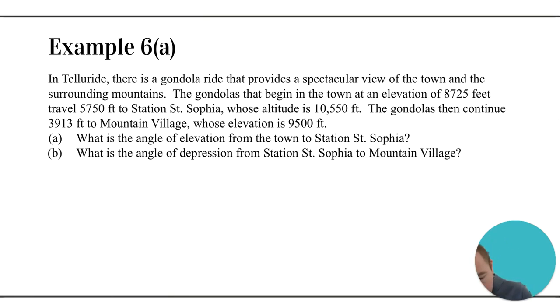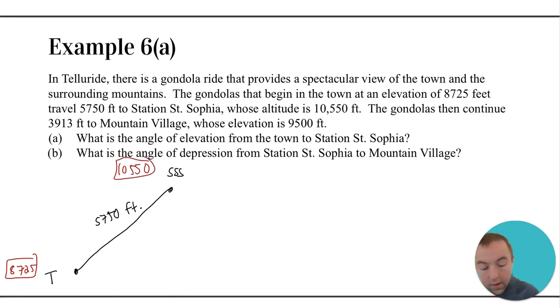Okay, so let's kind of sketch out what we have going on right here. So we have the town of Telluride, and from the town of Telluride, there is a gondola that goes upwards to SSS. Now, it does tell us that you travel 5,750 feet to get up to there. And there is a significant elevation change that happens there because you start at an elevation down here of 8,725 feet, and then you rise up to an elevation of 10,550 feet to get there, right?